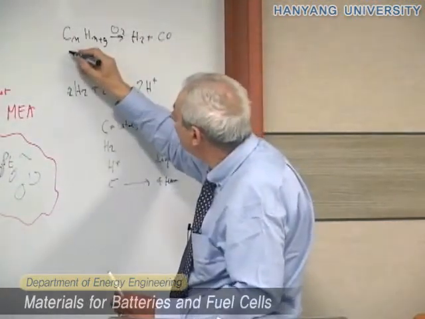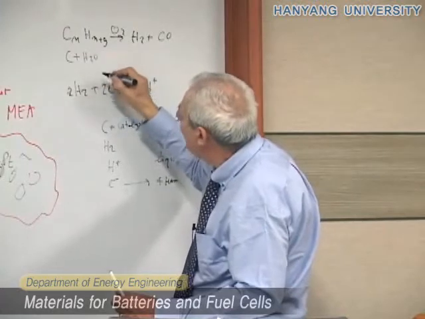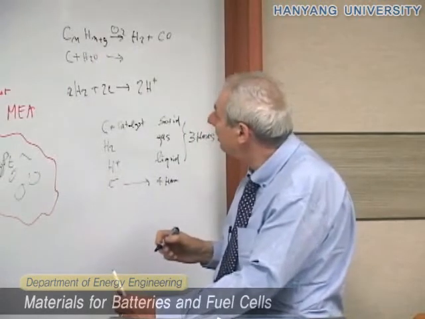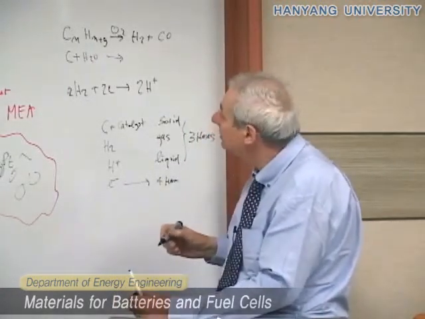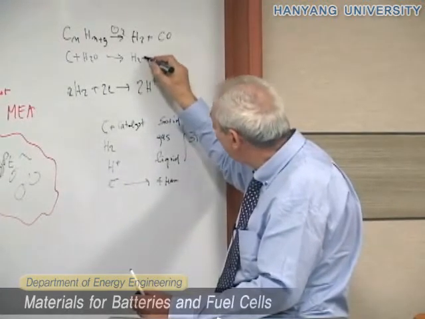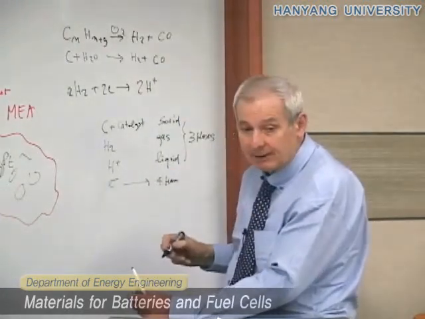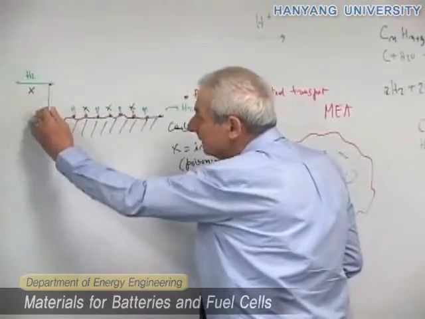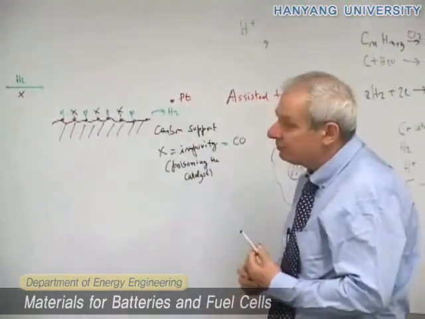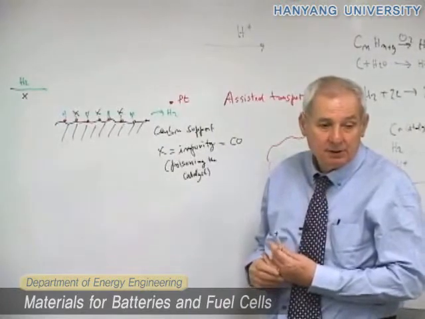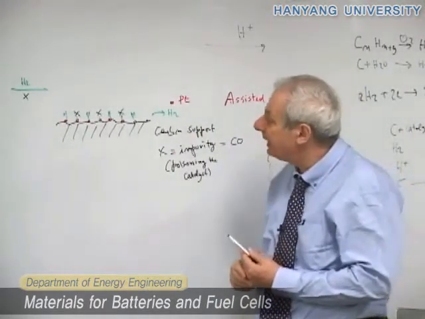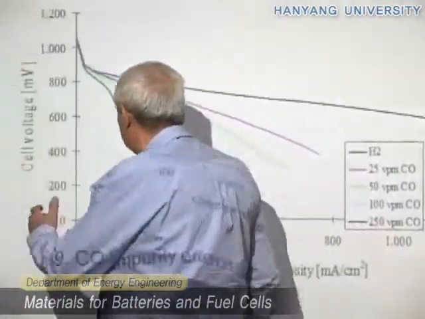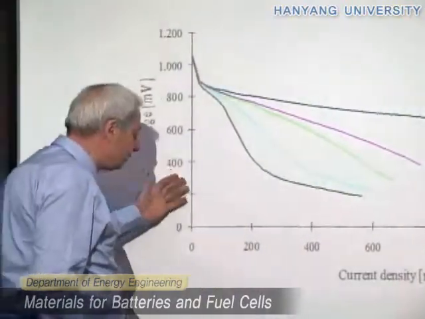If we prepare hydrogen by the cracking of carbon, we have formation of hydrogen plus carbon oxide. Okay. So if now our fuel is coming from hydrogen produced by hydrocarbons, we have to eliminate carbon oxide, because you see here that this is a curve which gives you the voltage versus current.